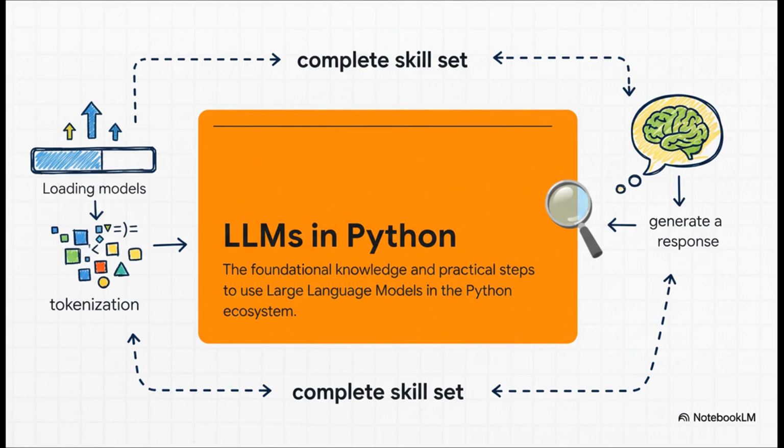When we say LLMs in Python, what are we really talking about? Well, it's the whole shebang. It starts with just loading up a model. Then there's something called tokenization, which sounds fancy, but it just means chopping up text into pieces the AI can understand. And finally, inference, which is just the simple act of asking the model a question and getting an answer. That's it. That's the core skill set you need.